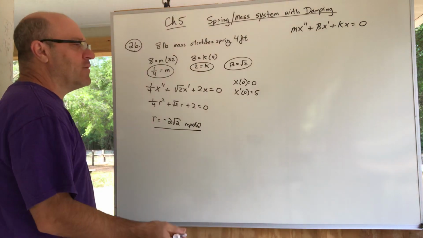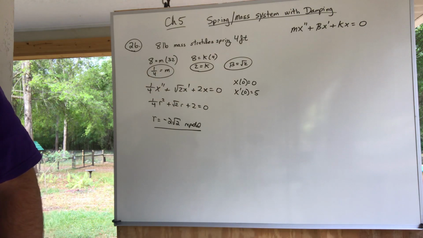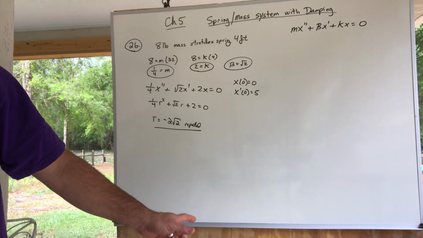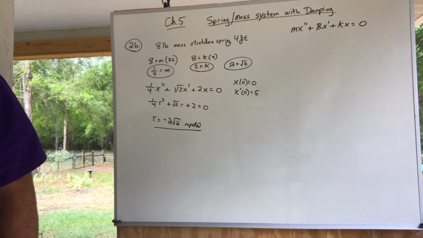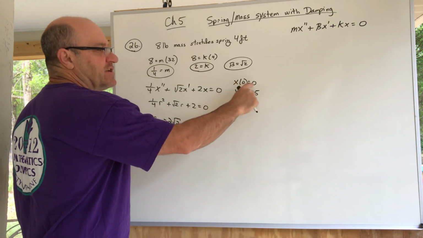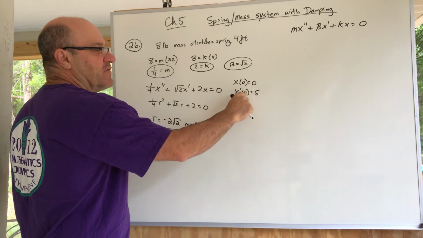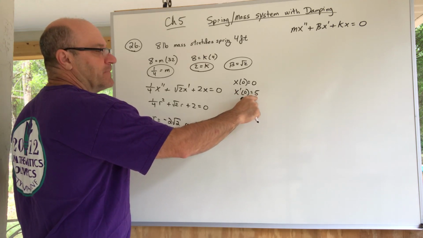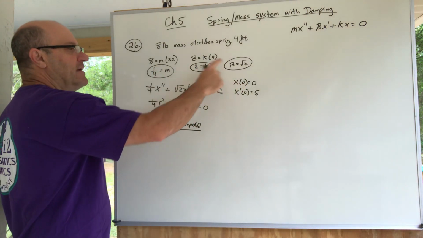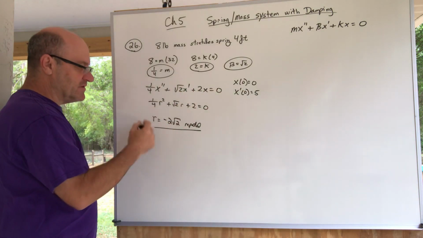And by the way, when you read the problem, let's read this. It said, the mass is initially released from equilibrium position with a downward velocity of 5 feet per second. Remember, down is positive, so a downward initial velocity of 5 feet per second. So those are the initial conditions. We found M, beta, and K. We wrote the auxiliary equation. I found the root. It was this repeated root.